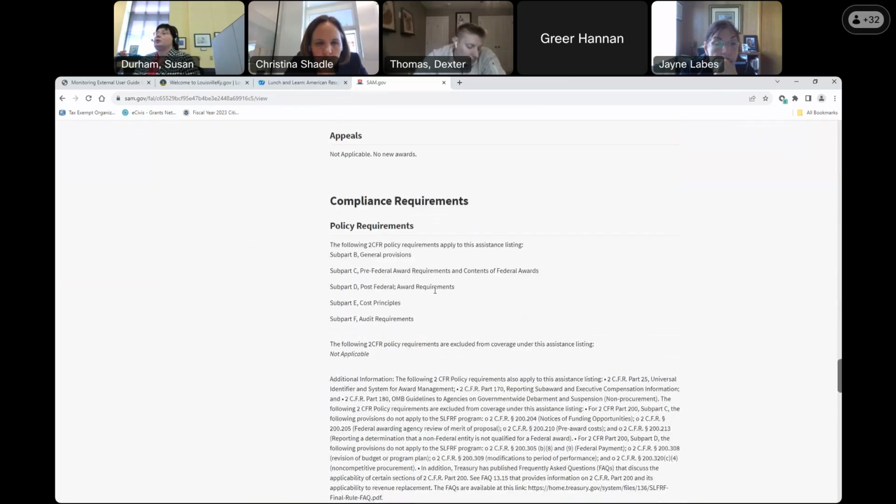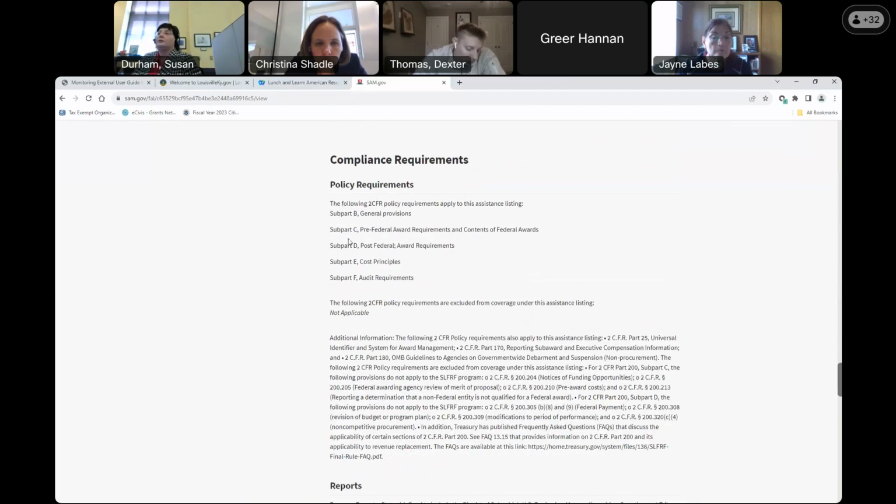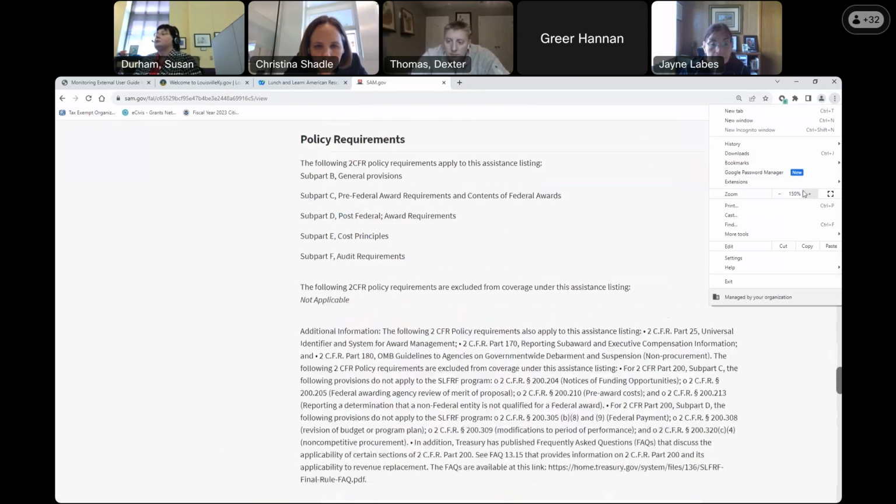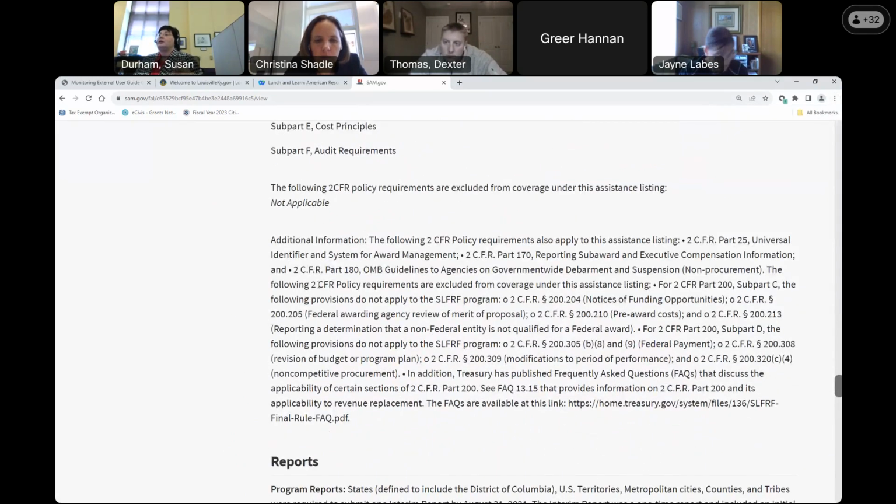So if we go down to the compliance requirements, it says all of the sections apply, but when you read down here, it says but wait, these specific provisions don't apply. And let me zoom in. So it talks about 200.204, 210, parts of 200.305 don't apply. And I can't tell you how helpful this information in SAM.gov has been throughout my career in compliance.